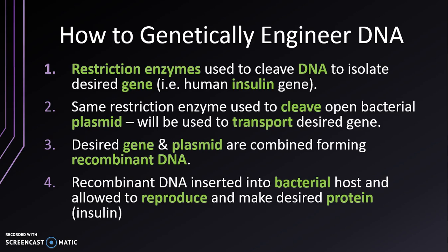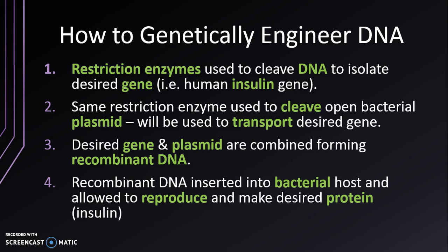Now in this case, we're going to be exposing human DNA to restriction enzymes in order to isolate a desired gene. And for this example, we're going to talk about the human insulin gene. So we're going to use restriction enzymes and cut on either side of that DNA sequence in order to extract the full intact insulin gene.